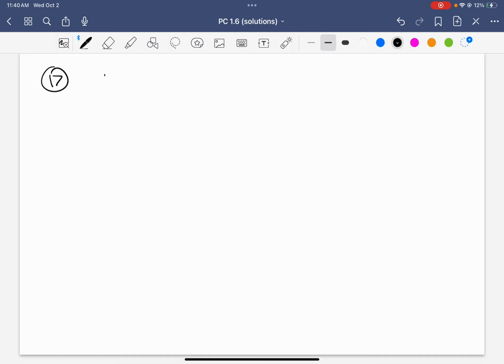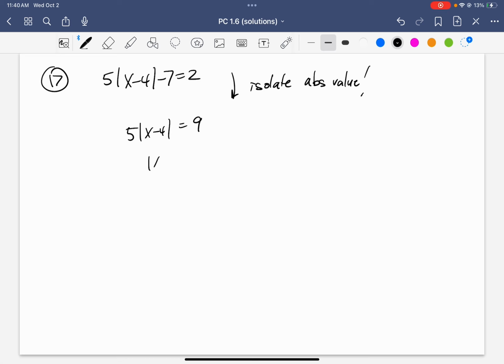So number 17 is the absolute value of 5x minus 4, minus 7, is equal to 2. So we know first we want to isolate the absolute value. We want to get it by itself. So I add 7, and then I divide by 4, right? I'm sorry, divide by 5. So I add 7, I divide by 5, I get this.